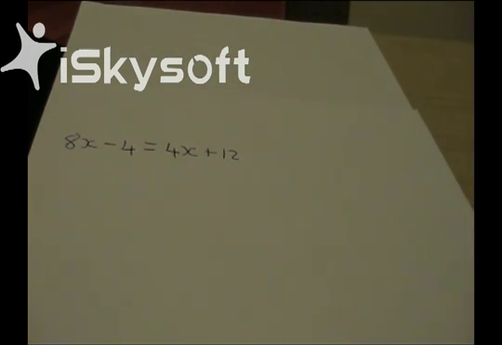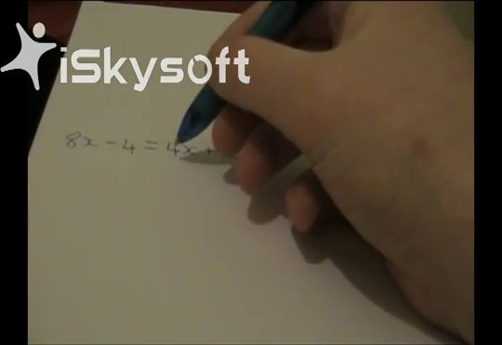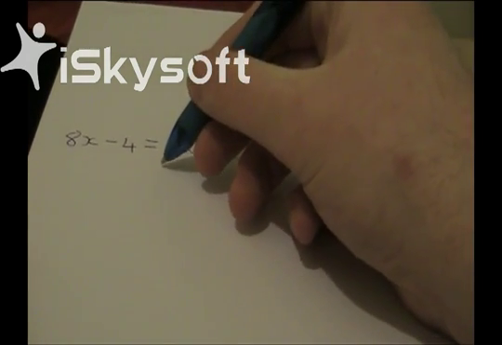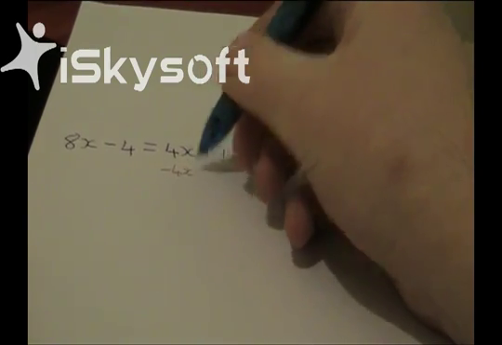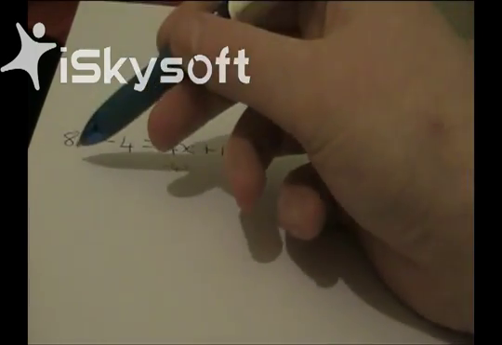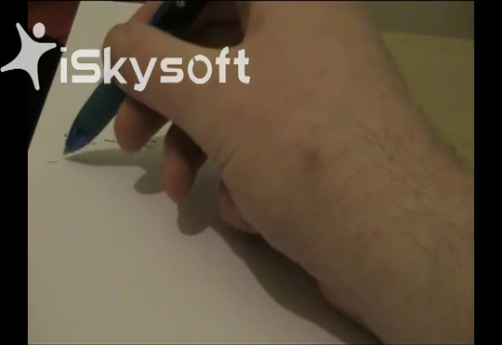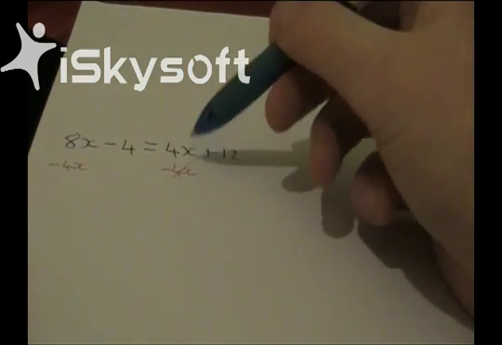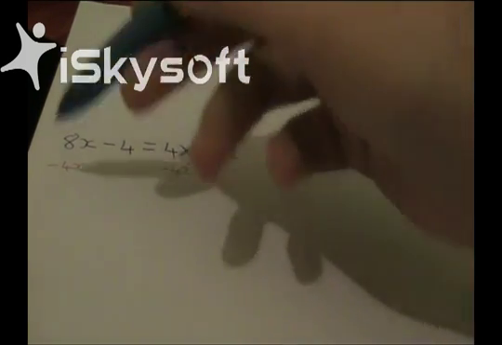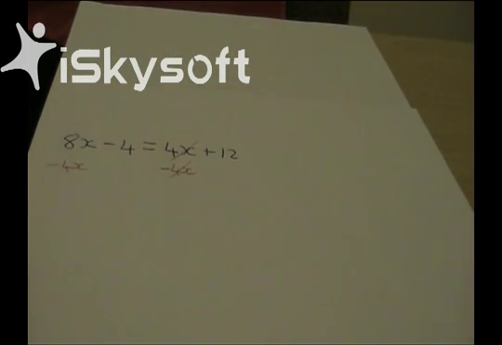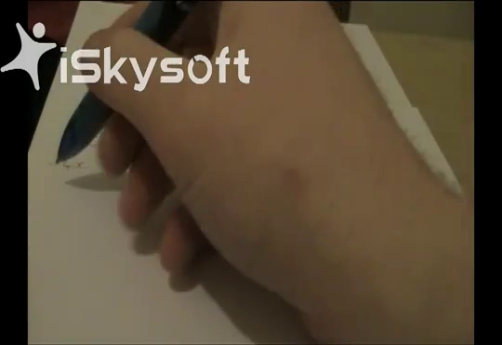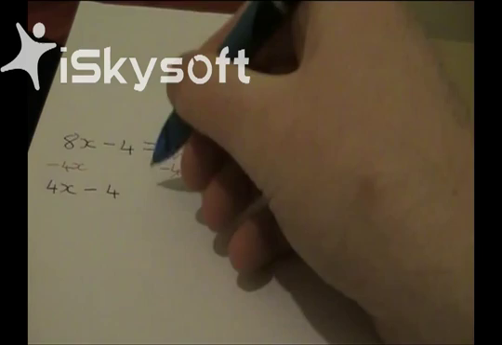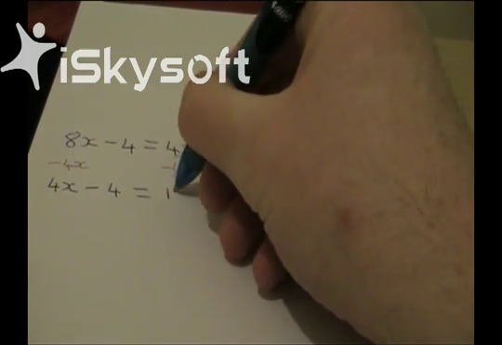So the first step we're going to take is to get rid of this 4x. So we need to put a minus 4x to cancel this 4x out. But we also will need to do this on the other side. So we need to put minus 4x over this side also. So now you can see that the minus 4x cancels out the plus 4x. And so we are left with 4x minus 4 is equal to 12.